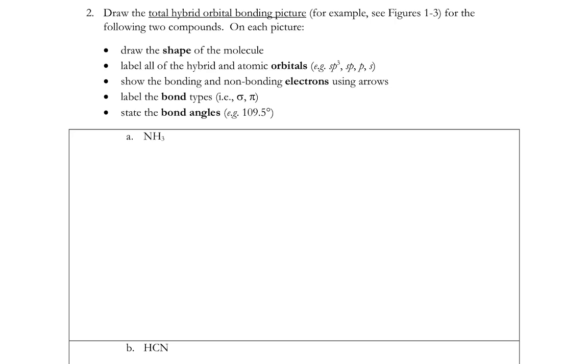So in your structure, do the best you can to show the shape of the molecule. And of course, you're drawing the hybrid orbitals on it. In that way, you're showing the shape. You're naming each orbital, all the hybrid orbitals, any atomic orbitals. You are overlapping to make bonds and putting electrons in that bonded region using arrows. You're showing any non-bonding electrons, hint, hint. You should show them on the nitrogen. You're labeling the bond types, sigma, pi, and you're stating bond angles.